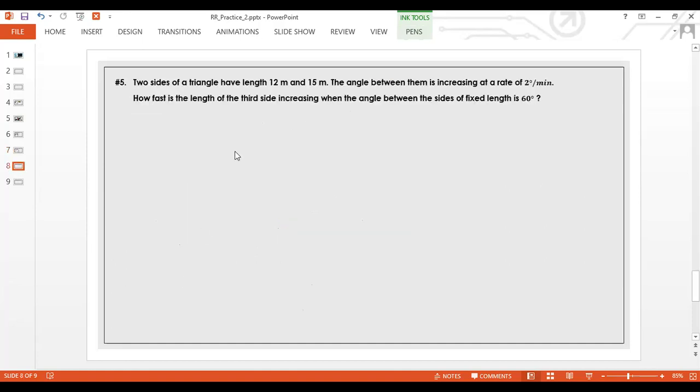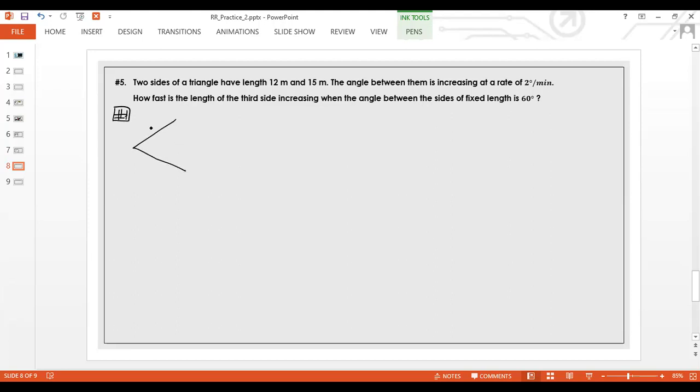Okay, so the next one, let's say 2 sides of a triangle have lengths of 12 meters and 15 meters. The angle between them is increasing at a rate of 2 degrees per minute. How fast is the length of the third side increasing? Okay, so this one is a little bit more complicated. Because we have degrees, we need to change it to radians. Then we also need to use a special trig law here, right? So let's try to graph it first.